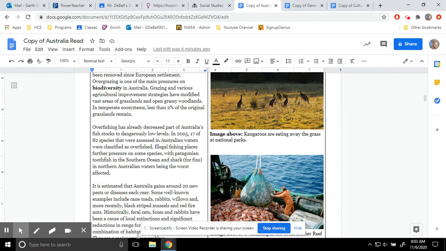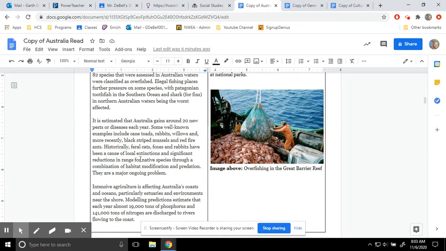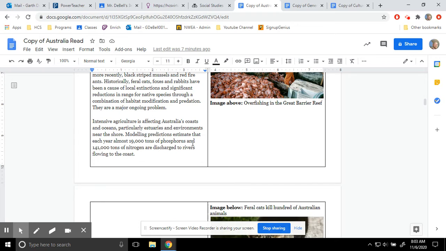of the illegal ones. It's estimated that Australia gains around 20 new pests or diseases each year. Some well-known examples include cane toads, rabbits, willows, and more recently, black-striped mussels and red fire ants. Historically, feral cats, foxes, and rabbits have been a cause of local extinctions and significant reductions in range for native species through a combination of habitat modification and predation. They are a major ongoing problem.